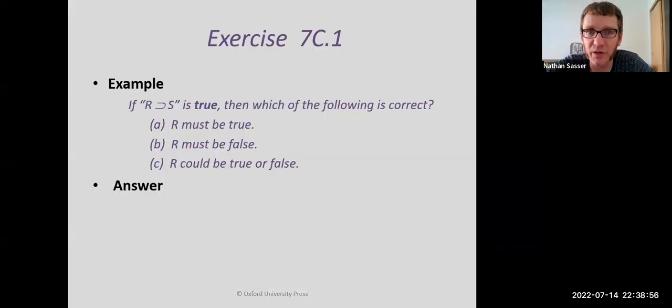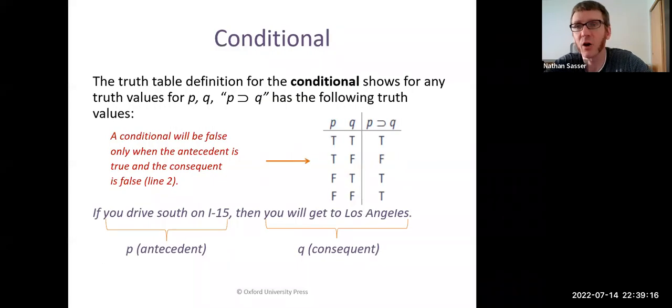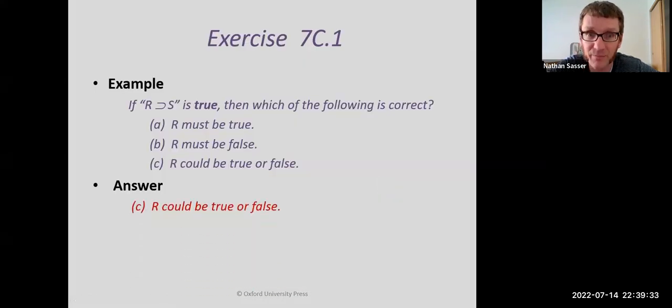Okay, let's do an exercise here. Now, if it's true that if R then S, then which of the following is correct? Does R have to be true? No, it doesn't. You want to know why? Look back at this truth table. Are there any times when a conditional statement is true, but the antecedent is false? Well, yeah, look at these bottom two lines of the truth table down here. I told you if the antecedent is false, the conditional could be true. Okay, so A is not right. R could be true or false.